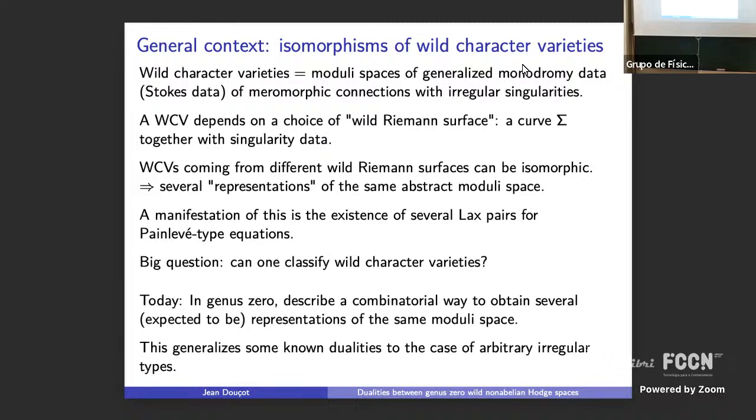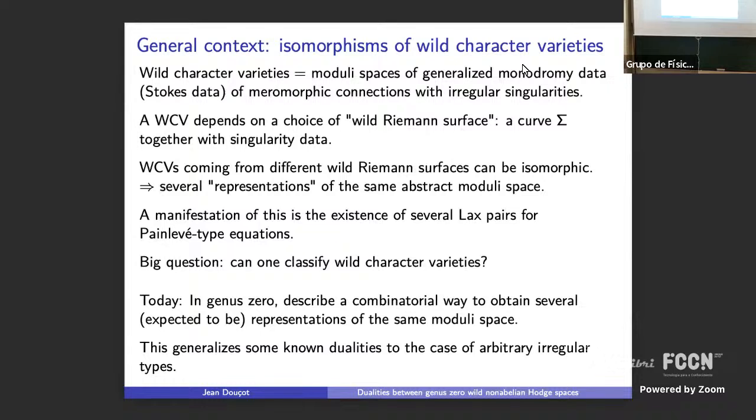A related thing is that if you look at isomonodromic deformations of connections, you have the same phenomenon, which manifests itself in the existence of several Lax pairs for Painlevé-type equations. We saw some examples of that yesterday in Martin Stokes's talk on the degeneration scheme of Painlevé equations. There were several different Lax pairs sometimes appearing for the same Painlevé equation. And so this motivates a big question: could we classify those wild character varieties? Can we understand systematically isomorphisms between them?